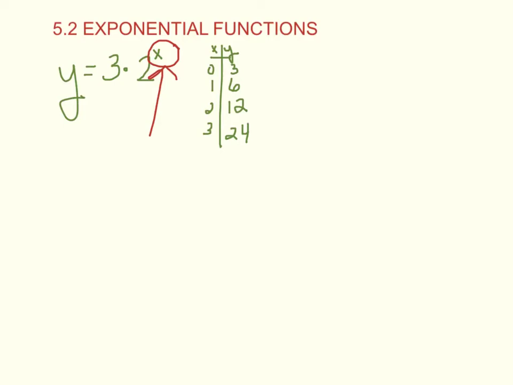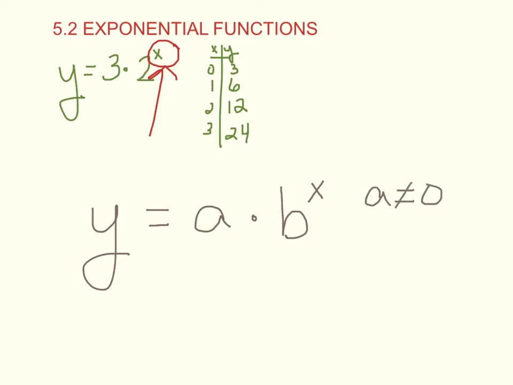I want you now to look at page 291 at the bottom of the page. The definition of an exponential function is that it is a function of the form y equals a, that's your coefficient, times the base, which is b, taken to the x power. Some things you need to know though. A cannot be 0. If a was 0, 0 times anything is 0, you would not have a function.